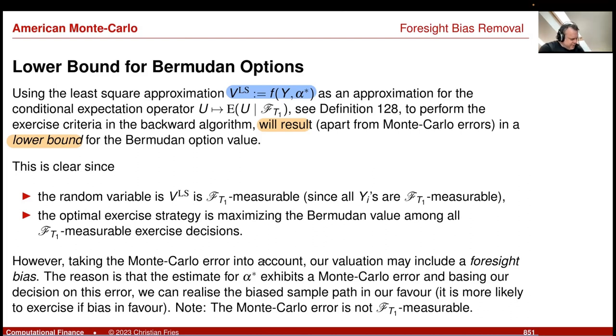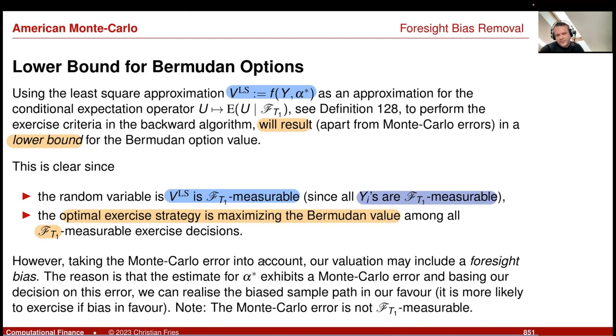So the random variable that I have here is FT1 measurable. Why? Okay, because all my basis functions are FT1 measurable, just a function of those. And the optimal exercise strategy is maximizing the Bermudan value. So among all FT1 measurable exercise strategies, using any other one that is not exactly the right one would get a lower value. So I have a lower bound. Maybe my bound is sharp, maybe I get the best value, but I cannot expect that I have an upper bound.